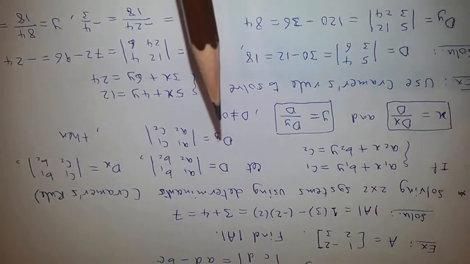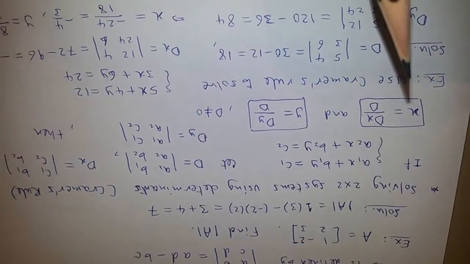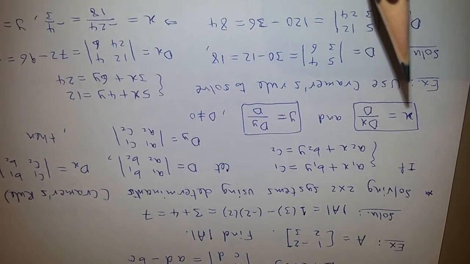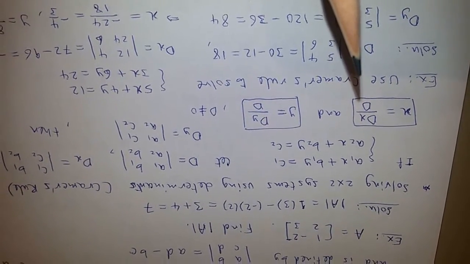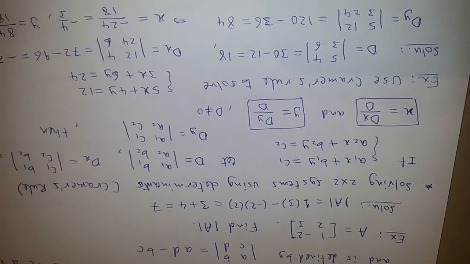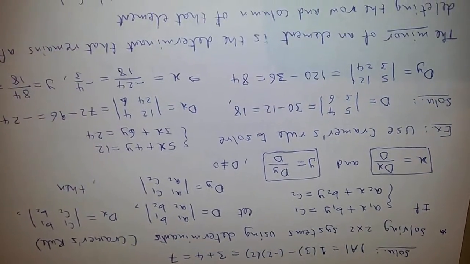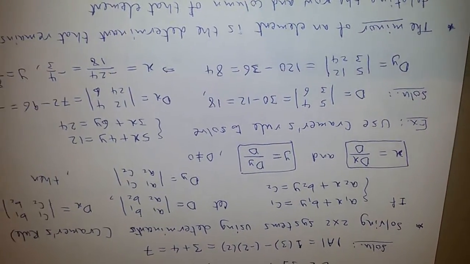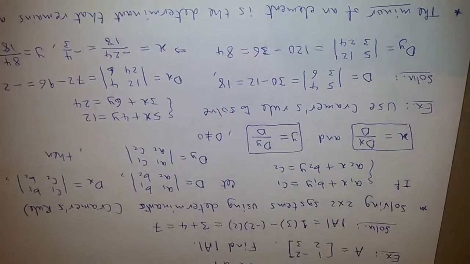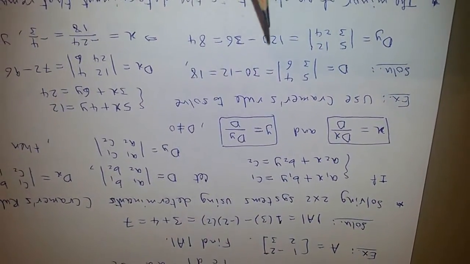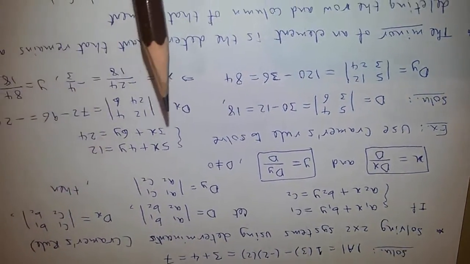If you have these three determinants, then Cramer's rule says X would be dx over D and Y would be dy over D. Of course, D shouldn't be 0. If D is 0, we will see what happens. This is an example. Use Cramer's rule to solve this system.